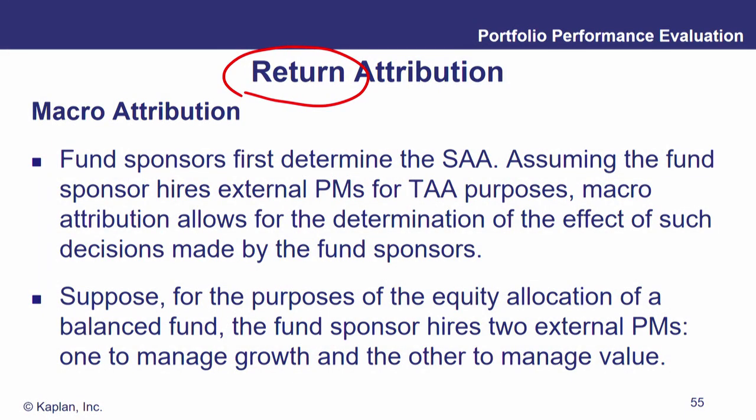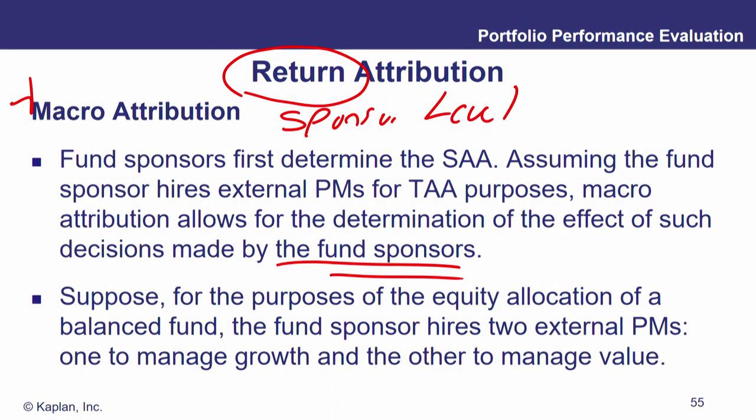Okay, so return attribution. If we're looking at macro, remember, this is at the fund sponsor's level. The fund sponsor is first going to determine the strategic asset allocation. Now, assuming the fund sponsor hires external portfolio managers to execute these tactical asset allocation changes, macro attribution is going to allow us to figure out, was this a good move? Should you have overweighted that sector or underweighted that sector?